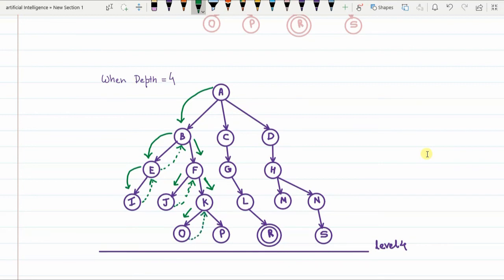After reaching K, we realize that there is another path which is yet to be considered, that is from K to P. So we explore P, realizing that P is not a goal node and P also does not have any child node. So from P we backtrack back to K. At K we realize that there are no more paths left to be considered. So from K you still go further backtracking till F. At F also we realize there are no more paths left.